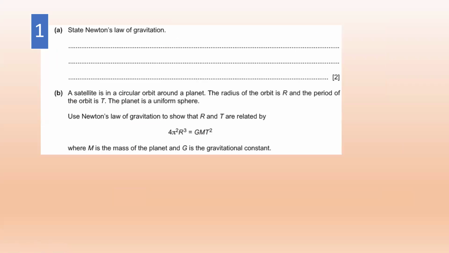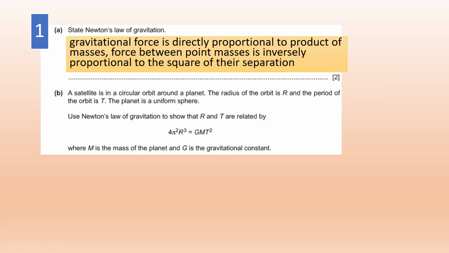State Newton's law of gravitation. The force between two point masses is directly proportional to the product of the masses and inversely proportional to the square of the separation. Gravitational force is directly proportional to the product of masses. Force between point masses; point masses must be there, not bodies. It is inversely proportional to the square of the separation.